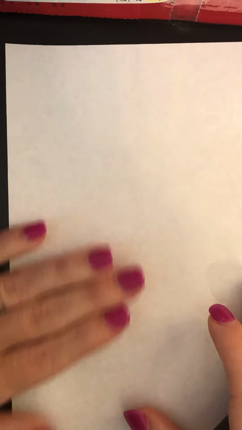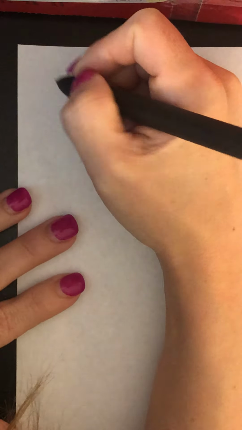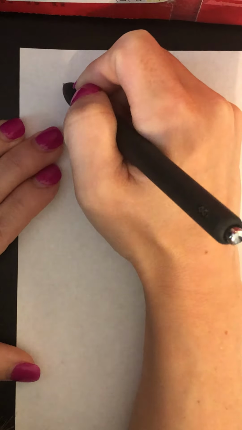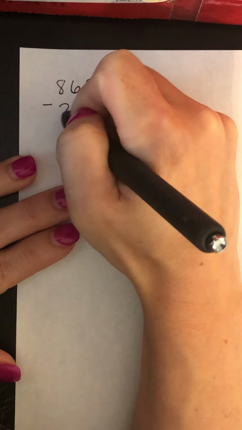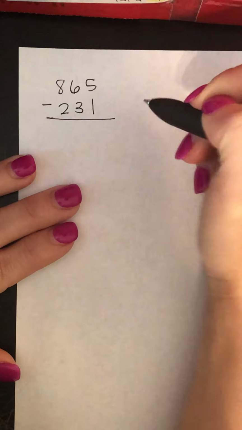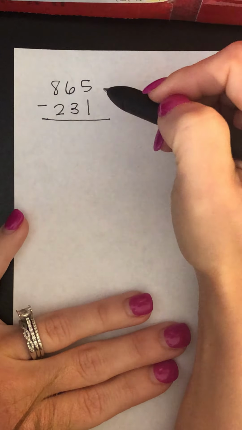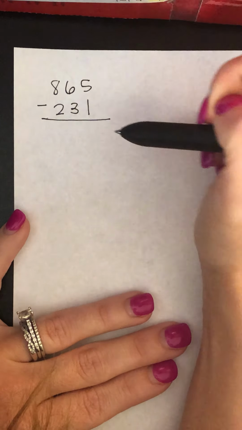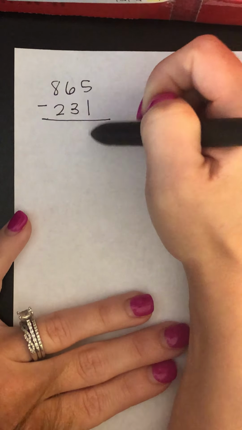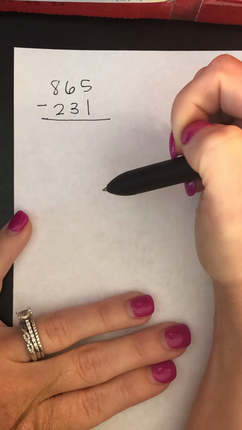Today we are going to work on subtracting within 1,000 using the standard algorithm, or sometimes I like to call it stacking. First, I'm going to write my equation. We're going to solve 865 minus 231. Make sure that when you're writing your equations, you're lining up the ones place, the tens place, and the hundreds place. If you don't line them up carefully, you might wind up with the wrong answer.